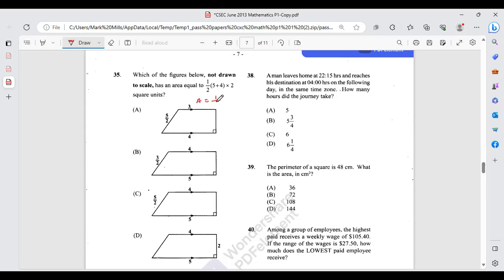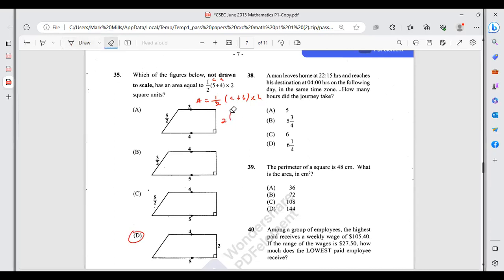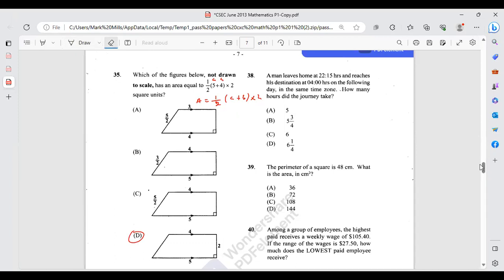Now remember that the area of a trapezium is equal to half open bracket A plus B times the height, right? So it'd be half. My A will be the two parallel sides, in this case this side is your A and this side is your B. You substitute them and you get that. So actually it's D. Everybody agree? Yes, sir.